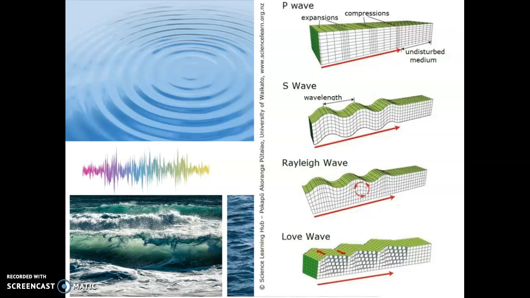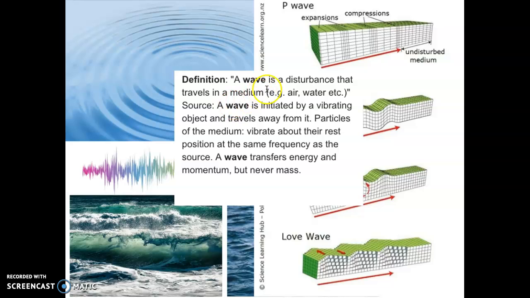There are many examples of waves. These are just some of them. Water waves, sound waves, seismic waves, light. These are all examples of what we call travelling waves. The definition of a travelling wave is a disturbance travelling in a medium. A wave is initiated by a vibrating object or something that will create a disturbance in the matter, and then travels away from the disturbance. So in the case of this water droplet, the water falls in the water, creates a disturbance. The waves then move away from that original disturbance.